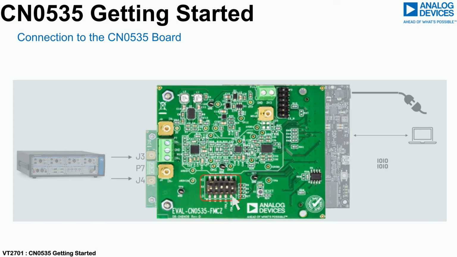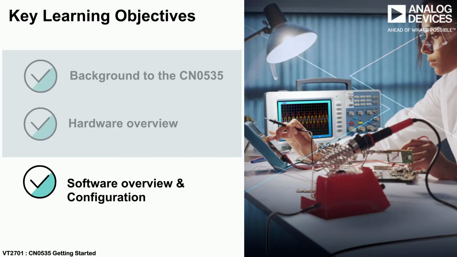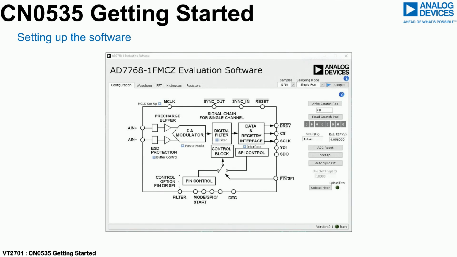Configure the system gain setting switches on the CN0535 board to cater to a plus-minus 12.6 volt input range before turning on the signal source. Launch the AD7768-1 evaluation software from the Start menu of the host PC. On the software's main window, you can easily configure the ADC for its M-clock setup, input buffer and protection settings, as well as its digital filters. By default, the brick wall filter is used, which sets the input signal bandwidth to 108 kHz.